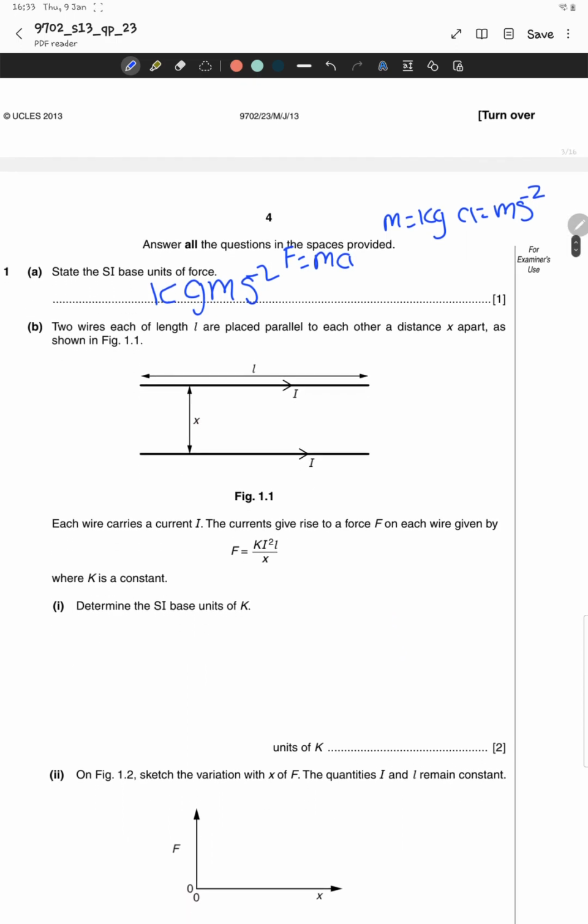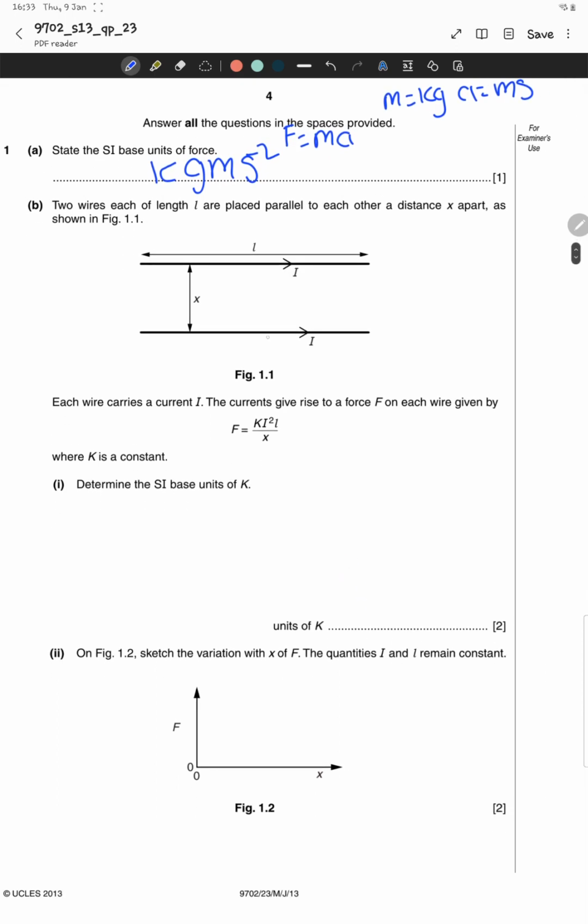Then we have two wires of length L placed parallel, distance x apart. Each wire carries a current I. The currents give rise to a force F, where k is a constant. Determine the SI base units of k. Okay, so first of all, we make k the subject. So k equals F x over I squared L.